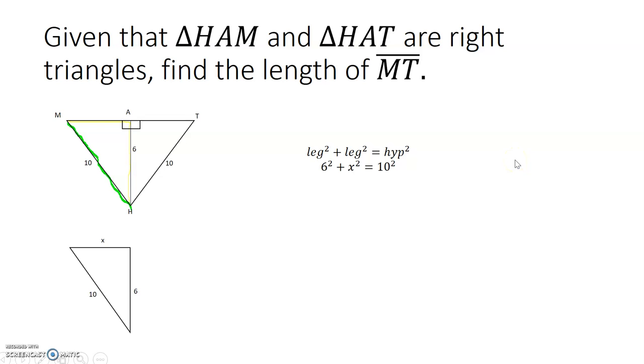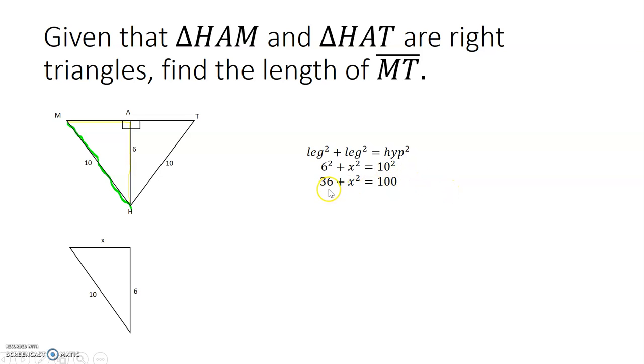So then I can go through and solve. I have addition and I have exponents on the left-hand side. So order of operations tells me to do parentheses and exponents first. So I need to do the exponents next. So 6 squared is 36 and 10 squared is going to be 100. Remember, 6 squared is like 6 times 6. 10 squared is like 10 times 10.